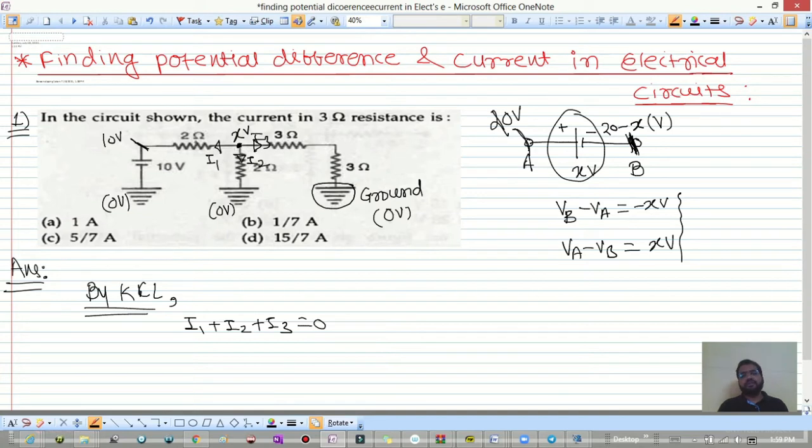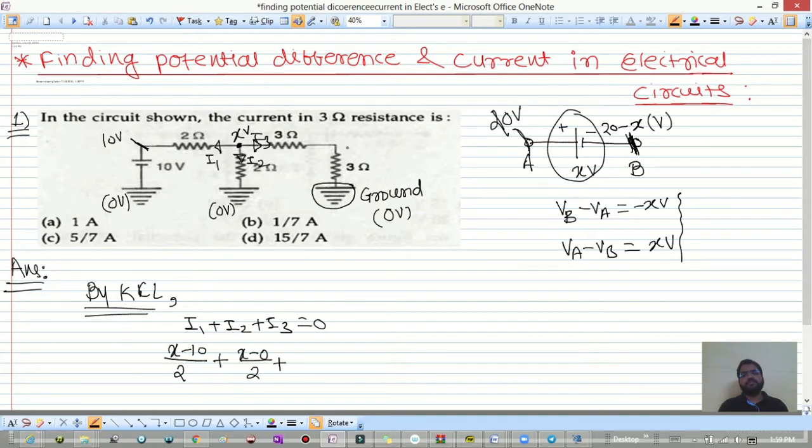So what is I1 now? X minus 10 divided by 2 by Ohm's law. Potential difference divided by the resistance is the current. So I1 we have is potential difference X minus 10 divided by the resistance, which is 2. Plus what is I2 over here? I2 is X minus 0 divided by 2.